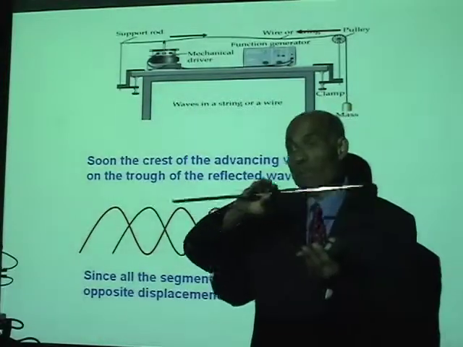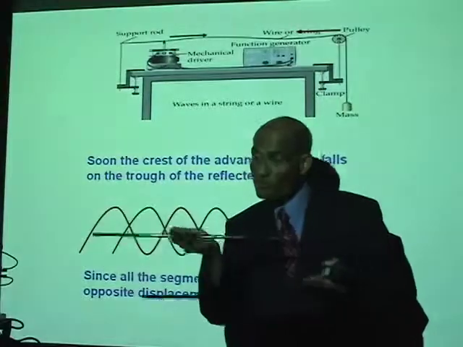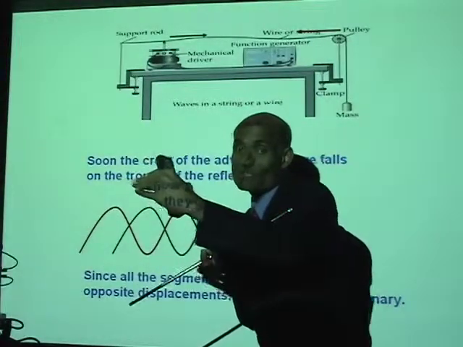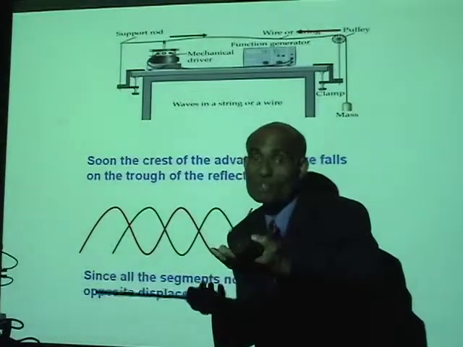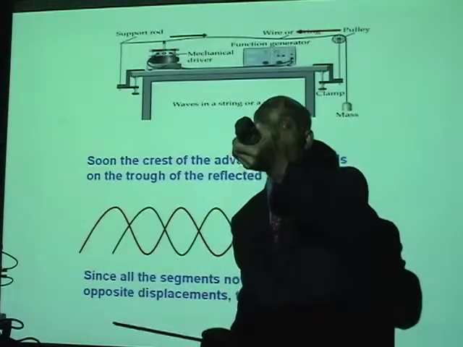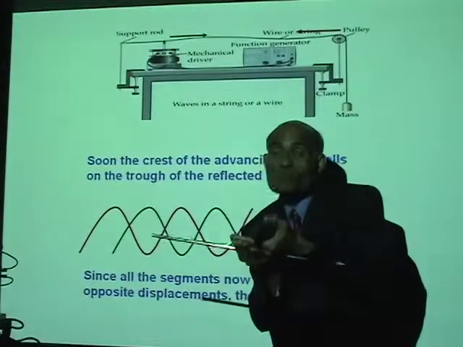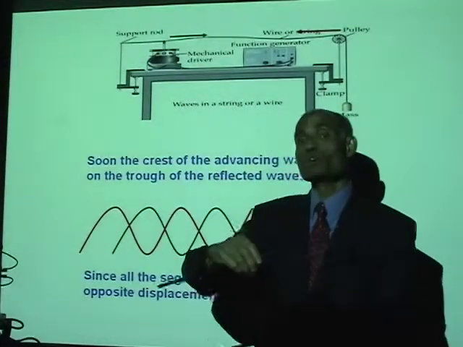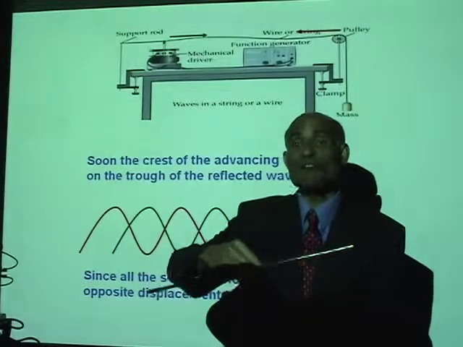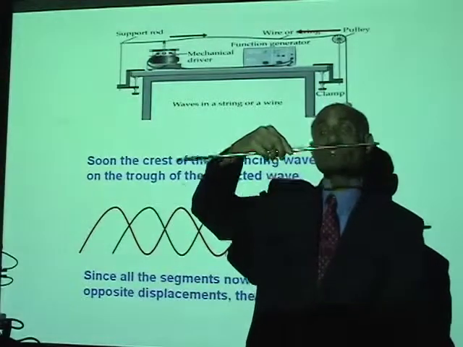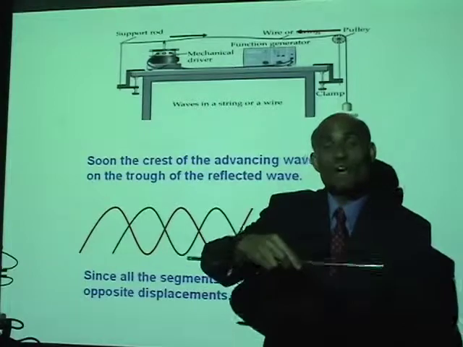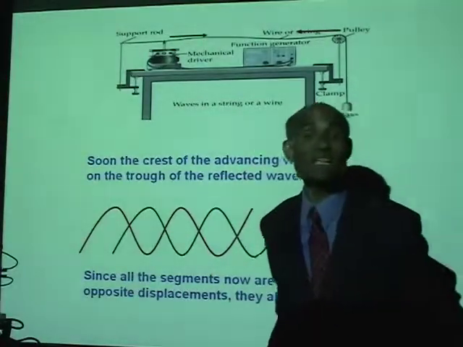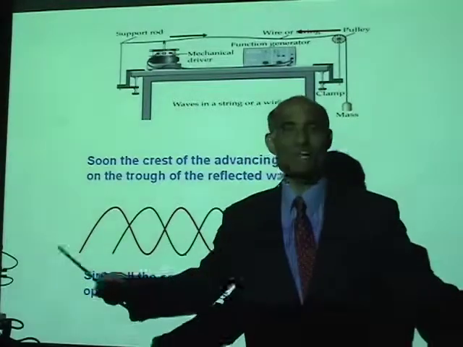As these two waves, the advancing wave and the reflected wave, continue to advance in opposite directions, the string segment simply will have maximum displacement, no displacement, maximum displacement, and so on. So you will simply see the segments of the string having maximum displacement, minimum displacement, and this process will continue. And that is what is called stationary waves.